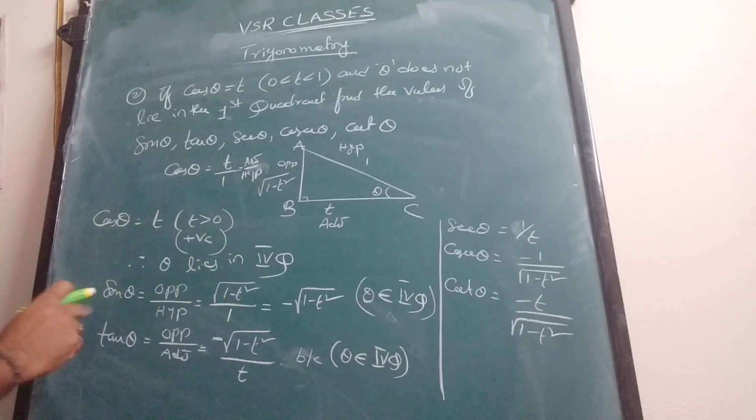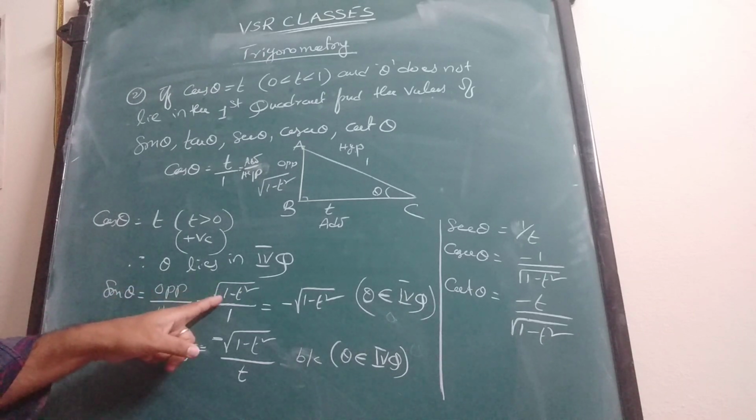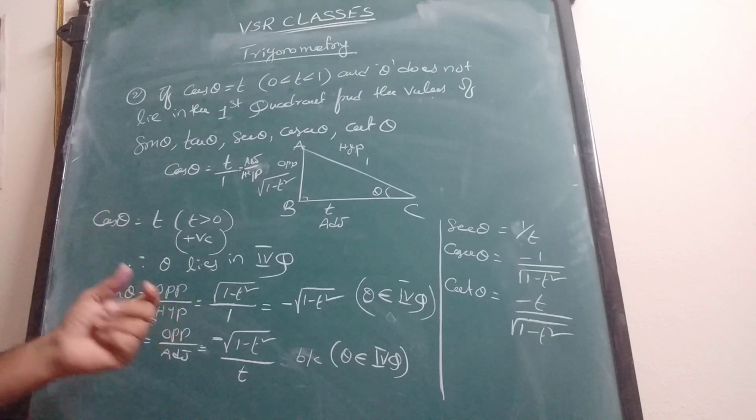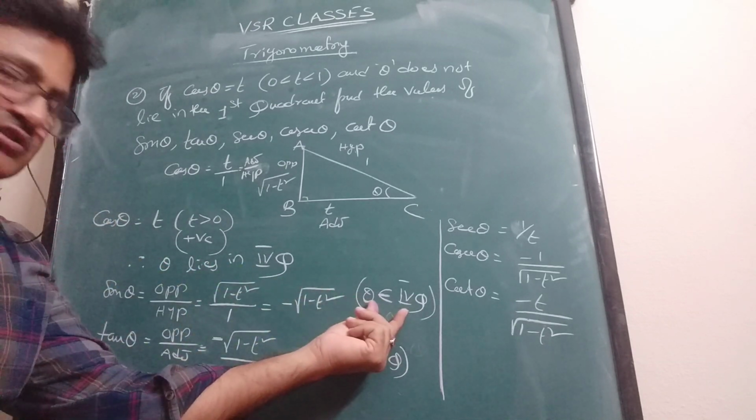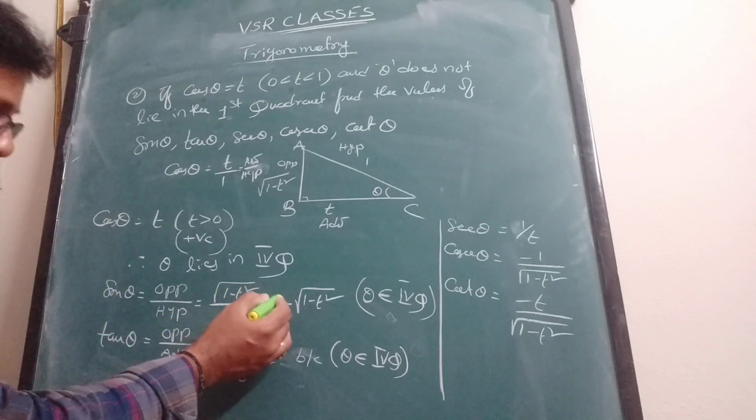Now we'll go further now. Sin theta is equal to opposite side by hypotenuse. You will have under root 1 minus t square upon 1. So you will have negative value here. Why? Because theta belongs to fourth quadrant. Sin will be negative there. Sin will be negative. Put the negative symbol here.